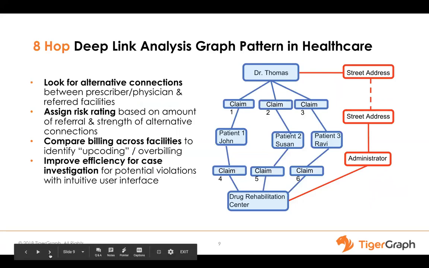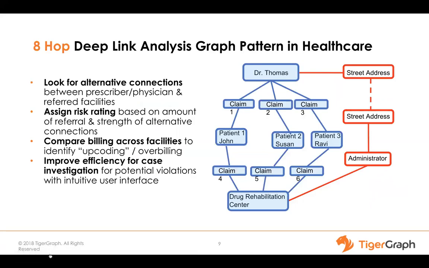What are some real-world use cases to exemplify the crawl, walk, run analogy? This is an 8-hop real-world use case in healthcare for deep link analysis that our customer encountered. The question the use case poses to us is, how do I detect anomalous behavior, especially if the data is sparse, such as fraud activity? So the business need here is that bad actor providers refer patients to facilities for unprofessional reasons.